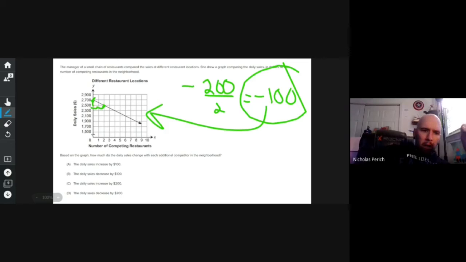So everybody is saying B, and it is B. Negative slope. Thanks, Josh. Negative slope means you're losing something. How much are we losing? $100 per week. Okay, good.